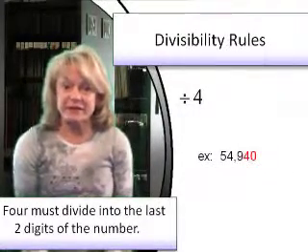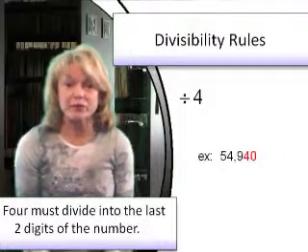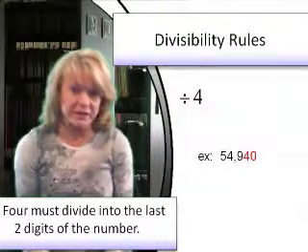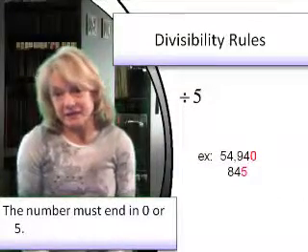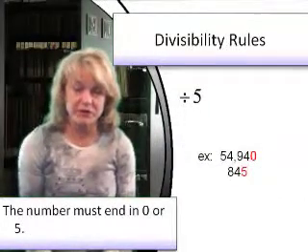Since 4 divides evenly into 40, it then will divide evenly into 54,940. 5 will divide into any number that ends in 0 or 5.